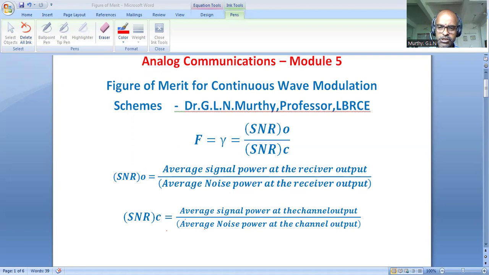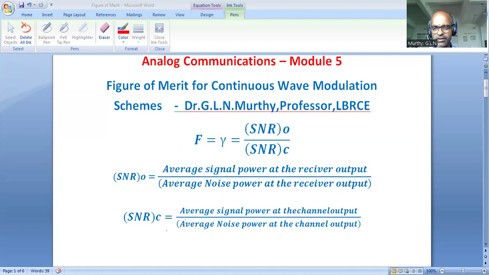Within continuous wave modulation, we have talked about amplitude modulation and frequency modulation. Further, amplitude modulation we have also classified into broad categories: double sideband full carrier AM, double sideband suppressed carrier AM, single sideband suppressed carrier AM, as well as vestigial sideband suppressed carrier amplitude modulation techniques. We have seen how these schemes are better over one another in terms of bandwidth conservation as well as power conservation also.